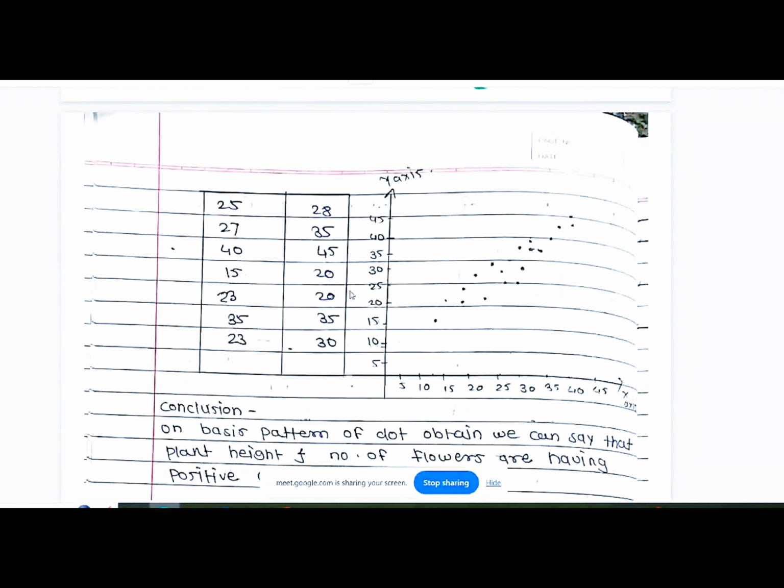Just draw two axes, x-axis and y-axis. Take one variable, generally the independent variable, on the x-axis and the dependent variable on the y-axis. Of the two variables, which is the independent one, plant height or number of flowers?